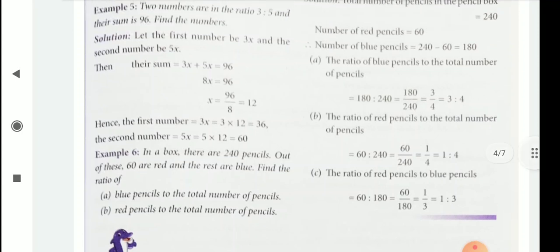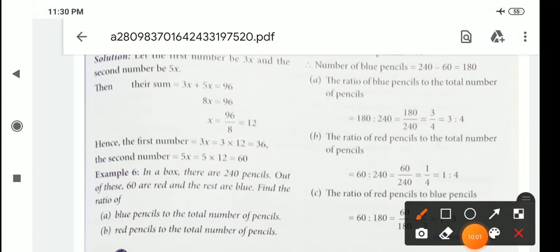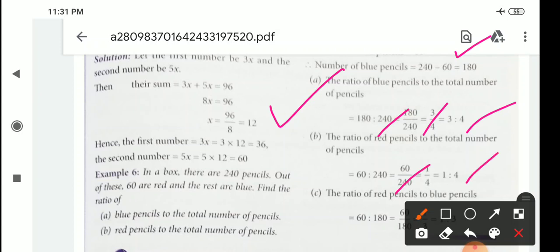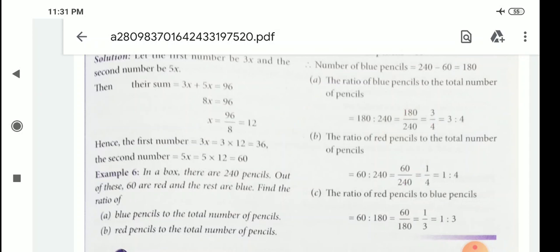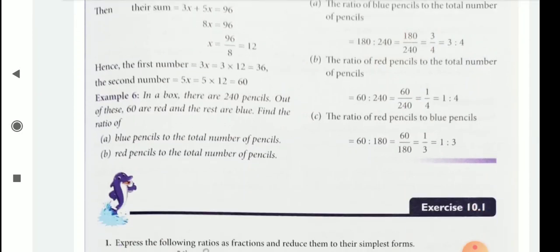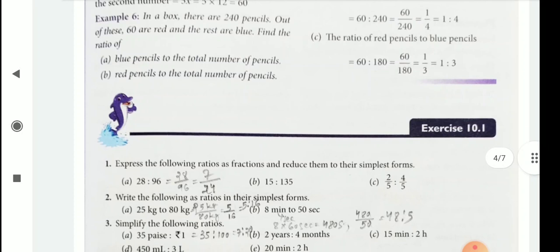you have to find out the number of blue pencils. Total pencils is given and red pencils is given. So if you subtract, then you get the answer. Then you compare the ratio of blue pencils to the total number, means 180 by 240. Then red pencils with total number, then red pencils with blue pencils you compare. Clear all examples? Now you see exercise 10.1.